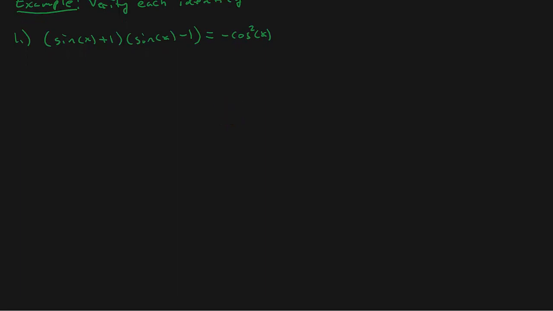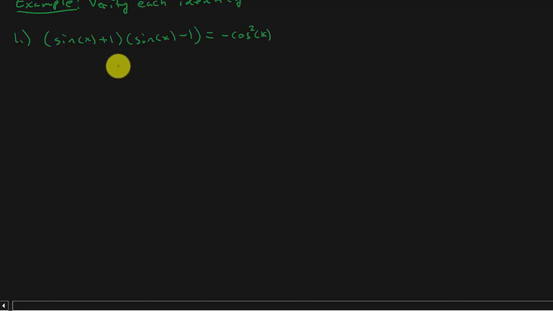When we verify identities, you want to take the more complicated looking side and see if you can simplify it to the other side. So obviously in this one, we're going to take the left-hand side because it's more complicated than the right-hand side. I've got sine x plus 1 times sine x minus 1. Here we can just multiply this out. This is going to be sine squared x minus 1. Remember, that's a plus b times a minus b, which is a squared minus b squared.